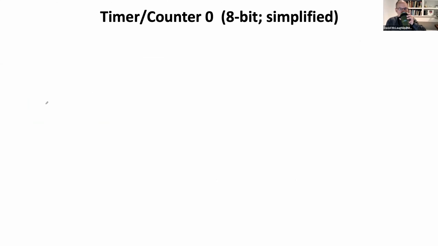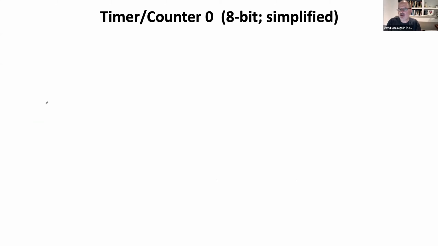Okay, so with that as background, now let's take that idea and the pseudocode, and look at how we can implement that on our chip. I'm going to start out by showing you how Microchip describes the timer counter peripheral 0 in its documentation.